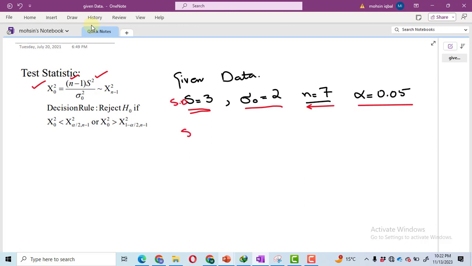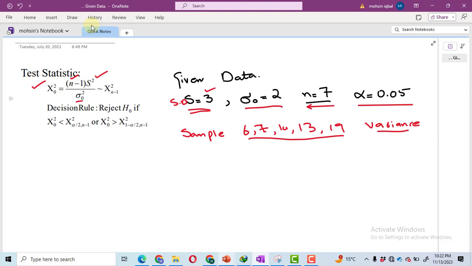However, in some cases you may have the sample values, for example 6, 7, 10, 13, 19. Then you will have to compute the variance or the standard deviation by yourself. To make this video short, and since you know how to calculate the variance, I took it directly equal to 3. Now it is divided by sigma naught square, the stated value.